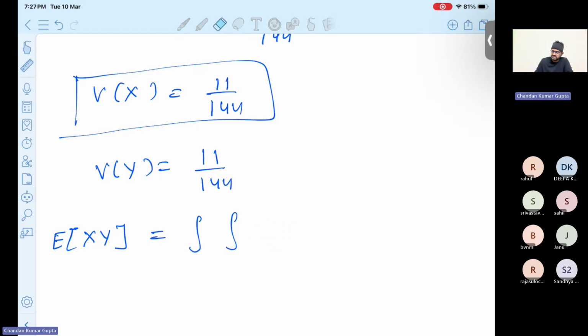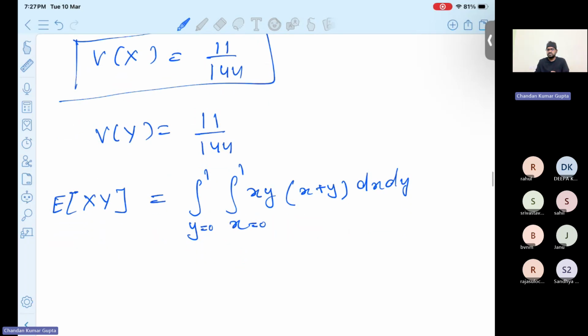Okay, let me write here plus xy, because the expectation of xy is the integral of xy times the joint PDF of x and y, which is x plus y, dx dy. First is dx, the integration over x, then dy, the integration over y, from 0 to 1, from 0 to 1. So this is the case.